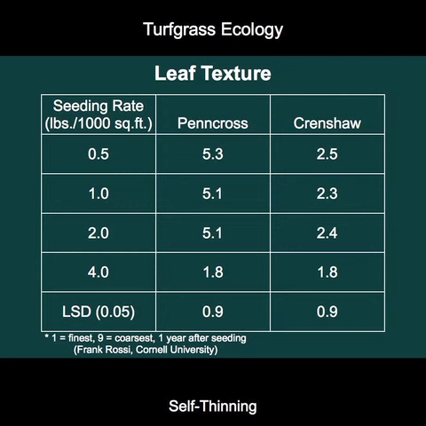However, when you more than double the seeding rate, in this case to 4 pounds, the texture of Pencross is much finer, as well as the Crenshaw. Relatively speaking, do you know where you are on the self-thinning line in comparing these various seeding rates?